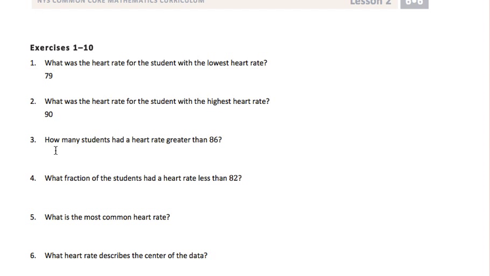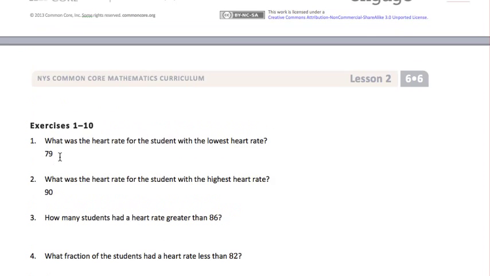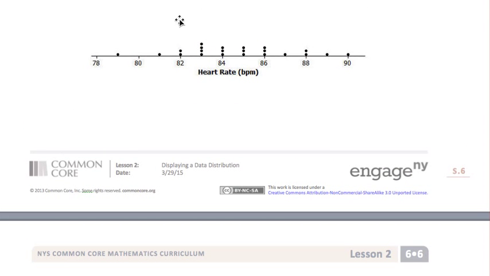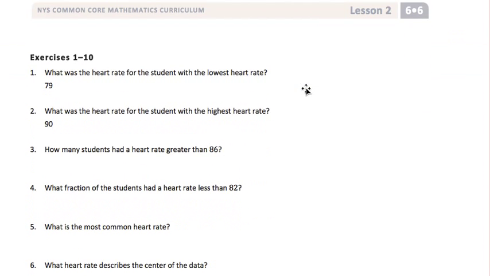How many students had a heart rate greater than 86? To go back to our graph, remember it says greater than 86, so it would not include 86. And we have 1, 2, 3, 4, 5 dots, which means 5 students had a heart rate greater than 86.